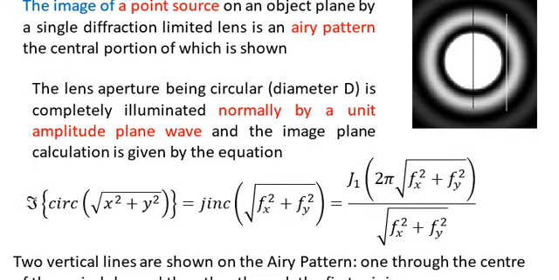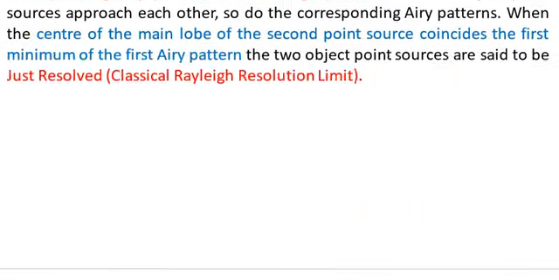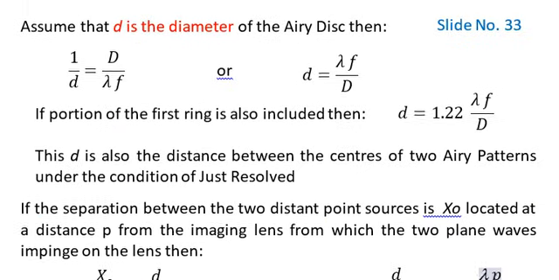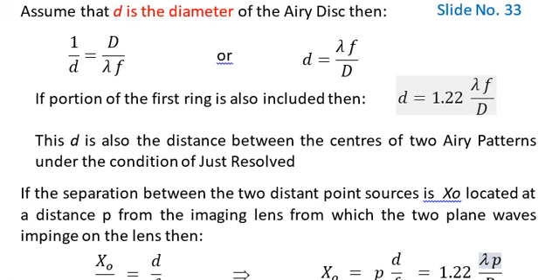And if you also include the area around this whole disk, that is the first black ring, then we need to modify this relationship, that is we need to include a factor which is 1.22. So d is equal to 1.22 lambda f over capital D. So then this d is the diameter including the main lobe and also some portion of the black ring.